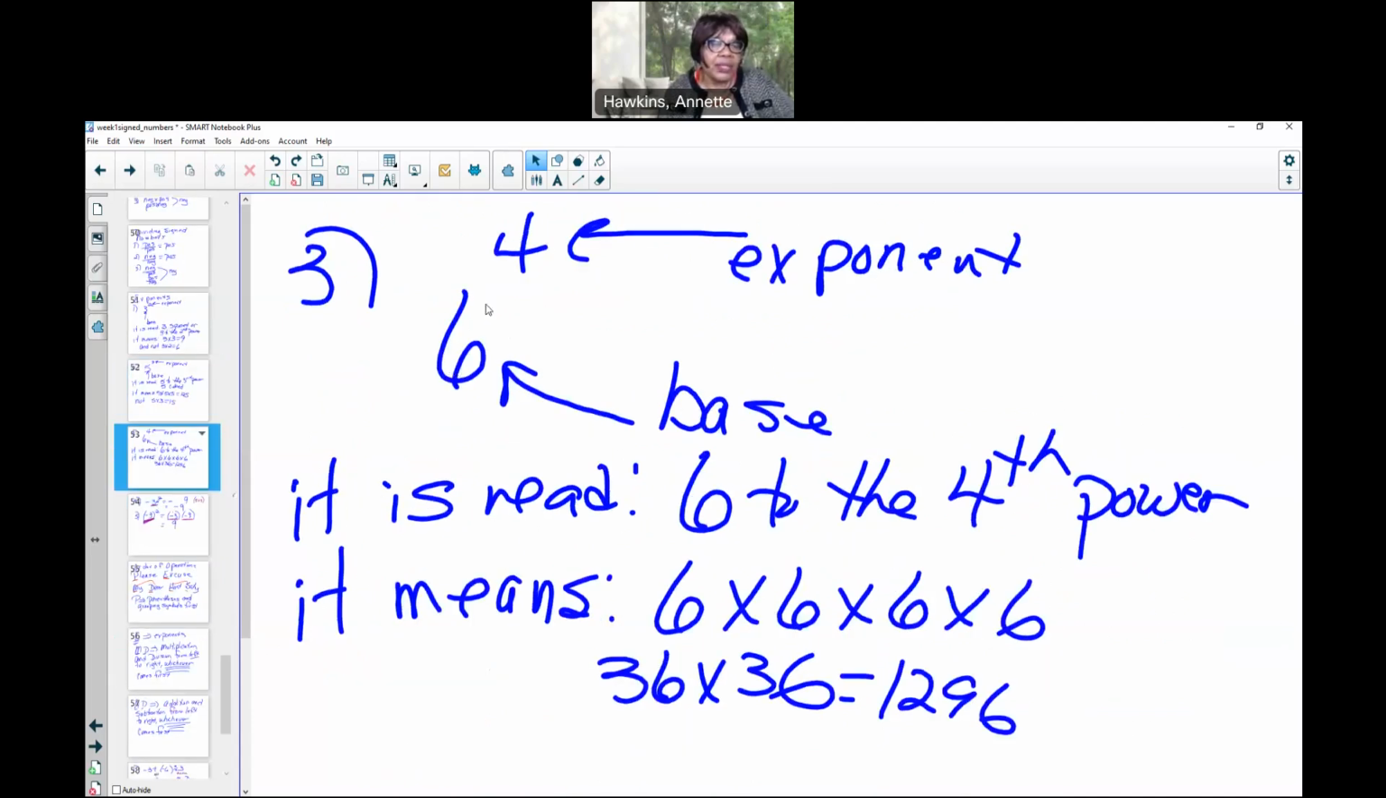This is read 6 to the fourth, 6 to the fourth power. Now we don't have another way to say this. It does not mean 6 times 4. It means 6 times 6 times 6 times 6, 1296.